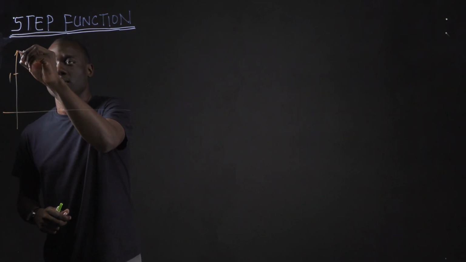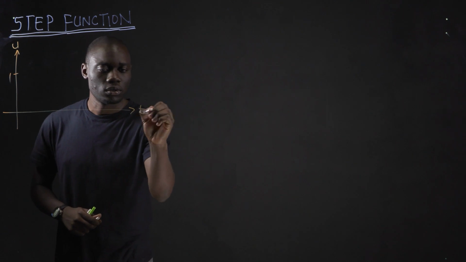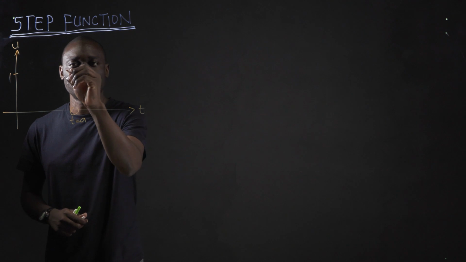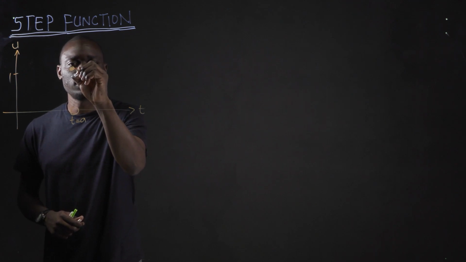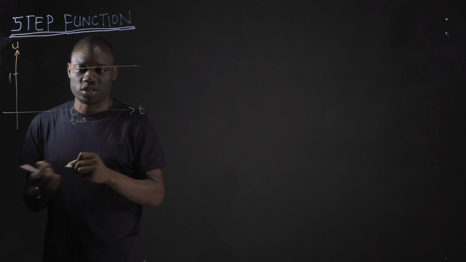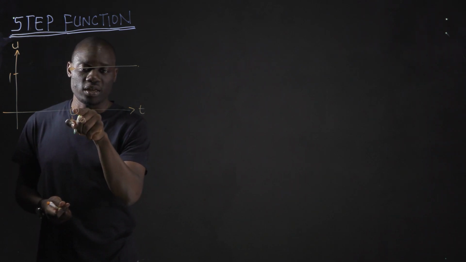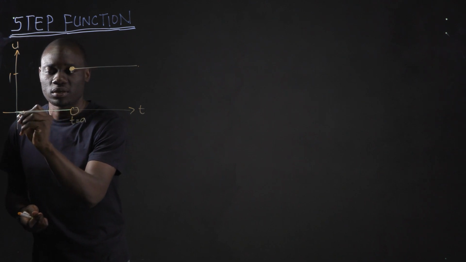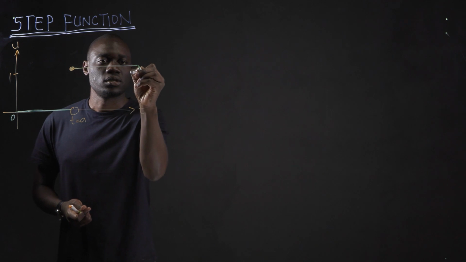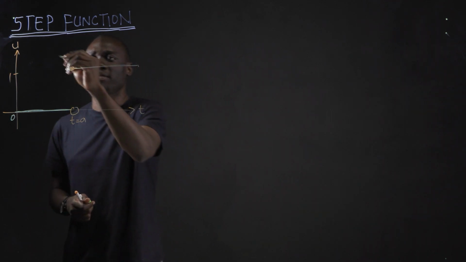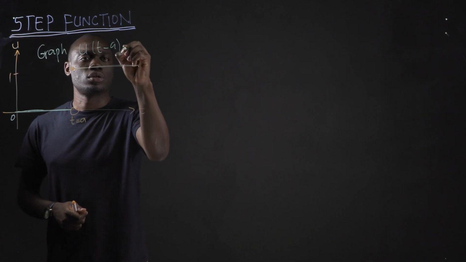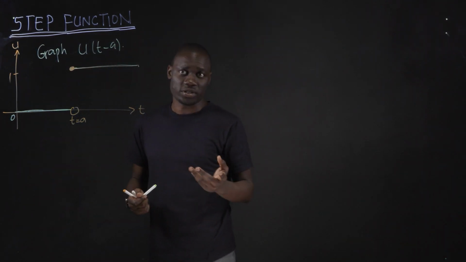I have u(t) equals to... at t equals to a, it's an empty circle, and I have a filled circle like this. So t equal to a is excluded, this is 0, and this is 1. And this is a graph of the unit step function u(t minus a).